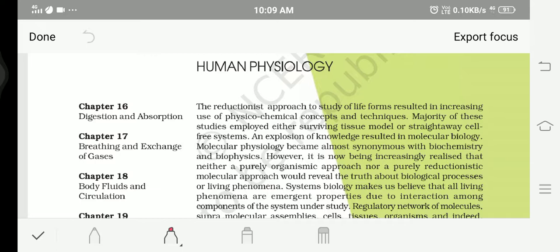Physiology and anatomy are just like two faces of one coin. Generally we define it like that. Okay. In this human physiology unit, we are going to discuss chapters like, first one, digestion and absorption. Digestion commonly means breakdown.